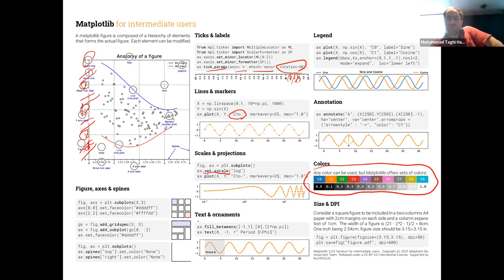Or you may put some kind of text, or for example shade this part. You can just do that. Or you want to put a legend. A legend is essentially the labels that you put in different places. You can say exactly where you want to put it and with which color, to place it nicely. Or you want to do annotation, etc. And you can also decide the size if you want to save it, and then save it with which precision.